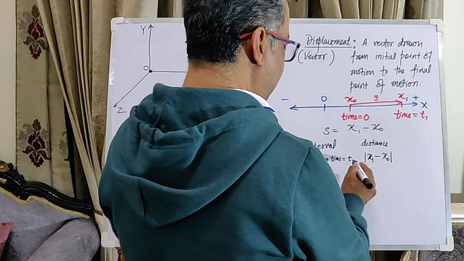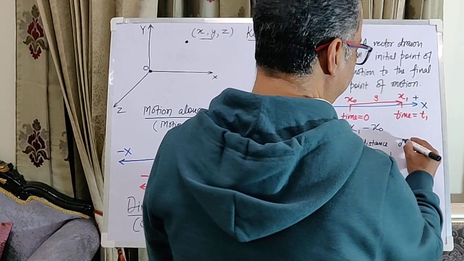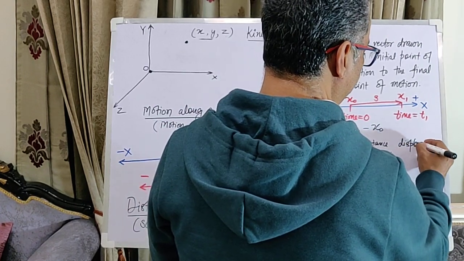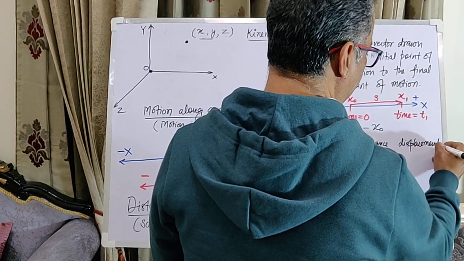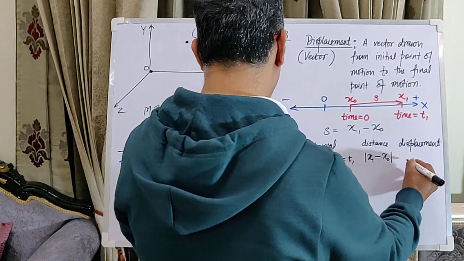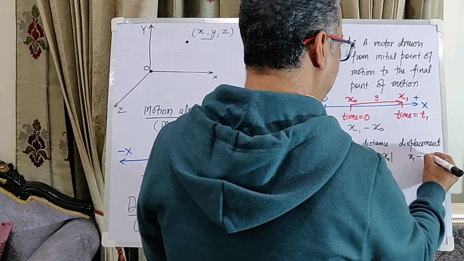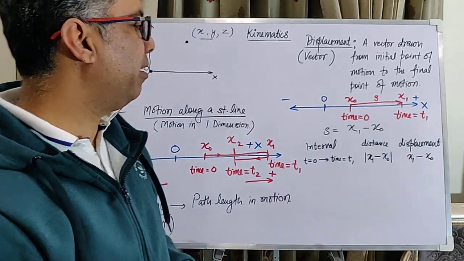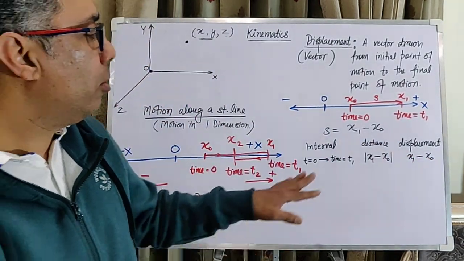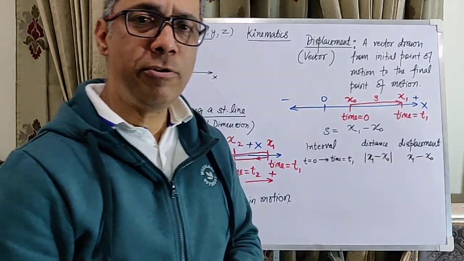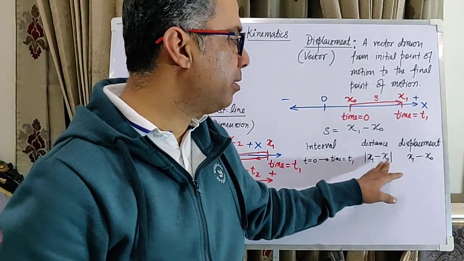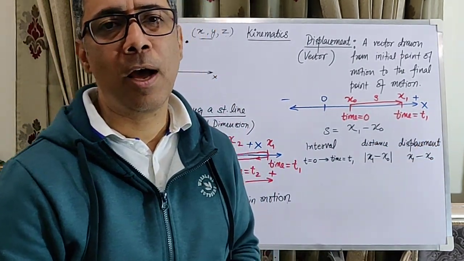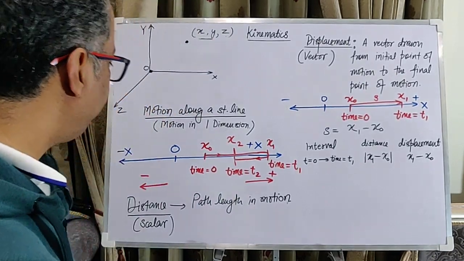The displacement during that same interval of time is x1 minus x0, which in this case happens to be positive anyway. So here what we have noticed is that the distance and the displacement are both equal.